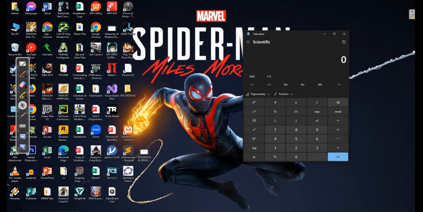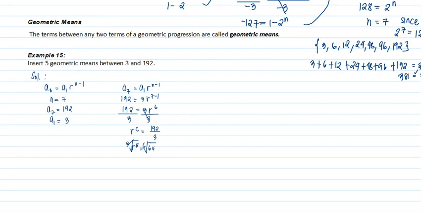you a different one. It's much better if we just get the sixth root of 64, but you could also express it as 64 raised to 1 over 6, and then it would give you 2. So, for that case, yung ating r there is going to be equal to 2. So, the ratio is 2. We could now find the 5 geometric means in between 3 and 192.